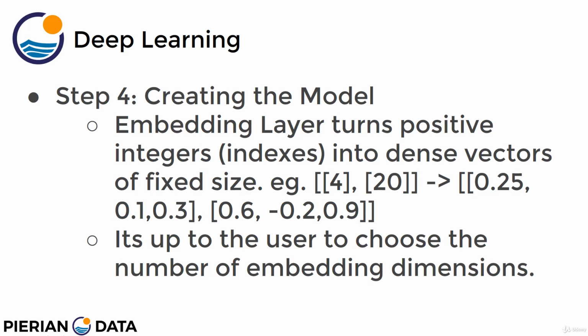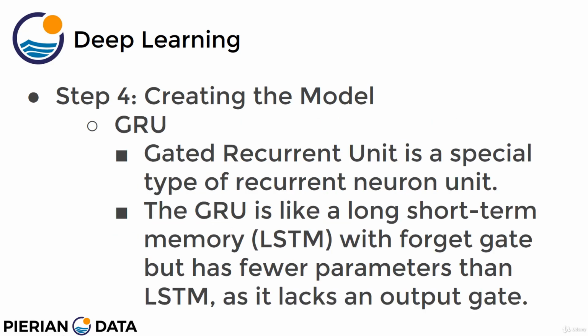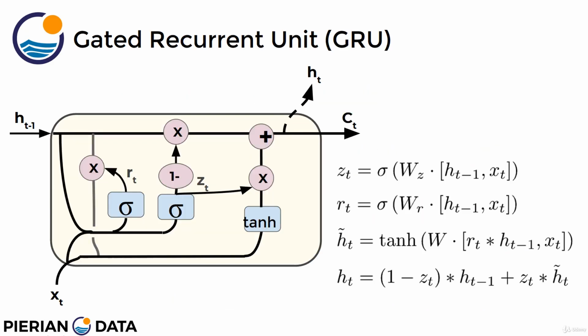And it's up to the user to choose the number of embedding dimensions. And this has a lot to do with the way things like word to vector actually works. After that, we'll work with a gated recurrent unit layer, and that's a special type of recurrent neuron unit we discussed in the previous section of the course. And the gated recurrent unit is like a long short-term memory unit with forget gate, but it has fewer parameters than LSTM as it lacks an output gate. So again, we discussed the gated recurrent unit, and you can review this in the previous section of the course.